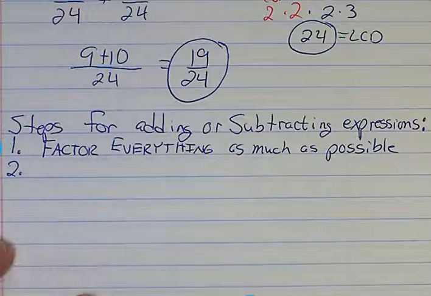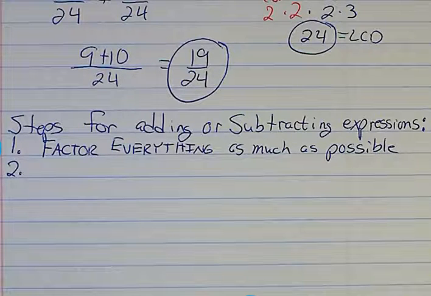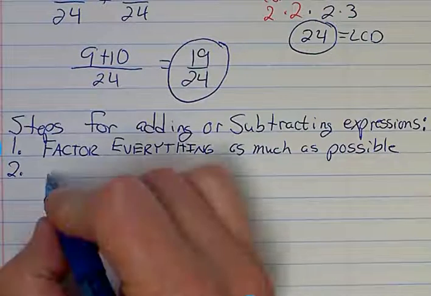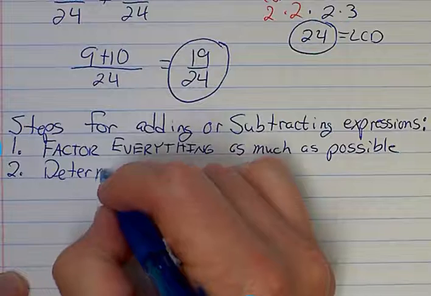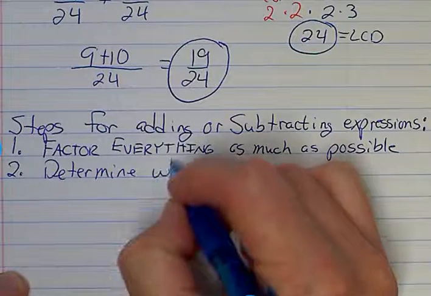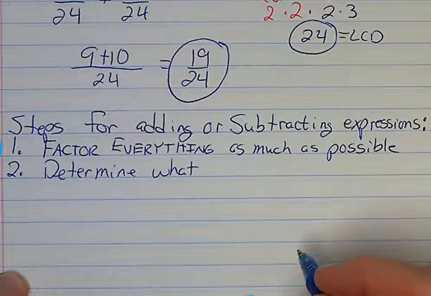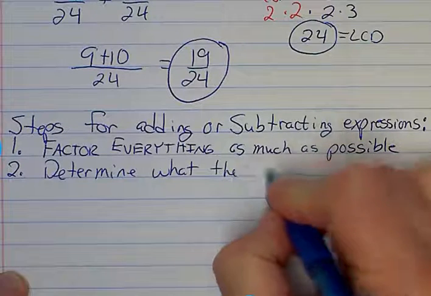Numerators, denominators, it doesn't matter what it is. Anything that you see that you can do some kind of factoring to, go back through and do some kind of factoring to it. Okay, once you've factored everything out, then we're going to do kind of like we did back up here. You've got to determine what the denominators have in common.